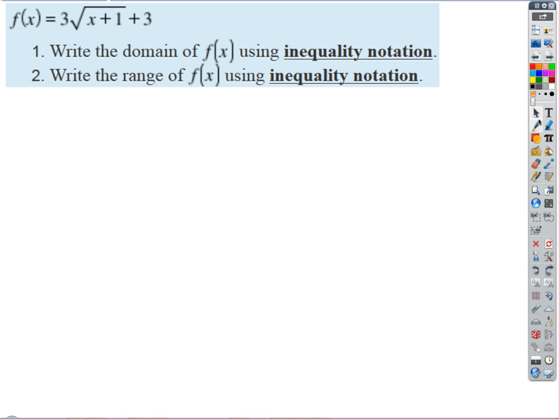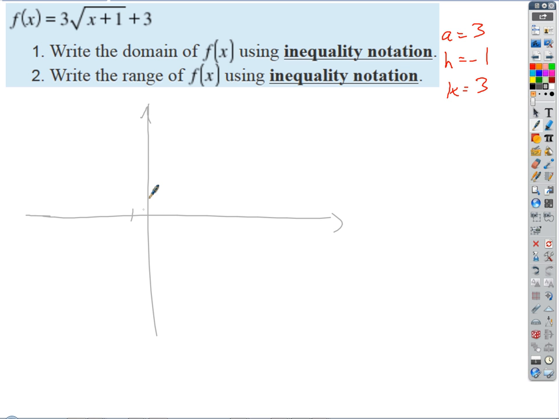So what are the values of A, H, and K here? What's A? Okay, H is -1, good. K is, say it again? 3? Okay, so then this is a square root graph, right? So what's the parent function gonna do? It's going to be a parabola. So we're gonna go back 1 and up 3, right?